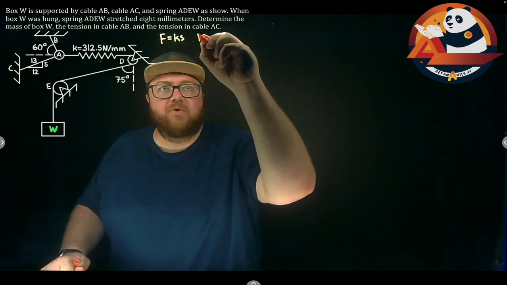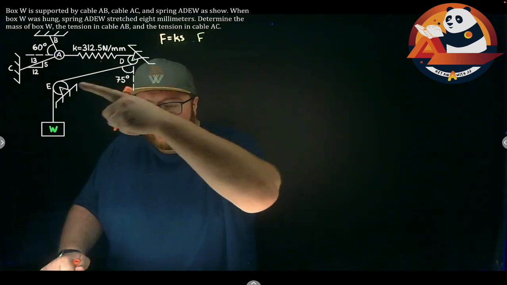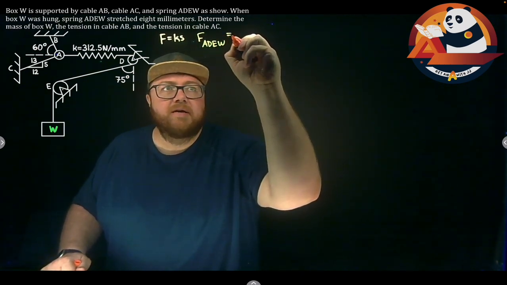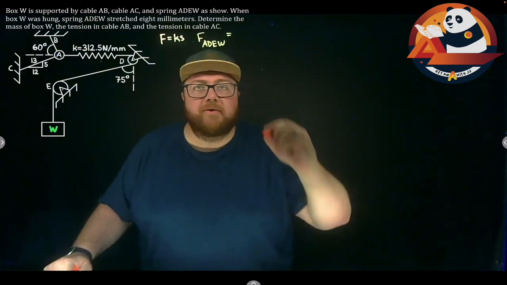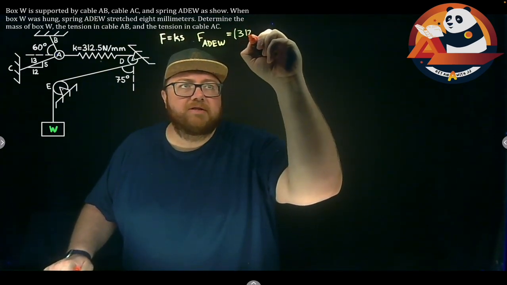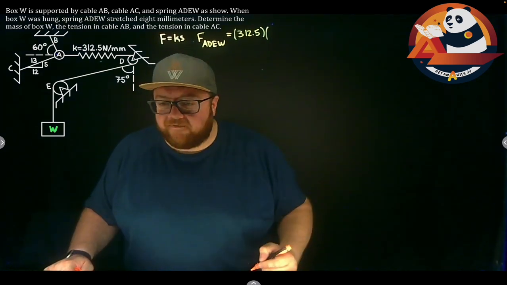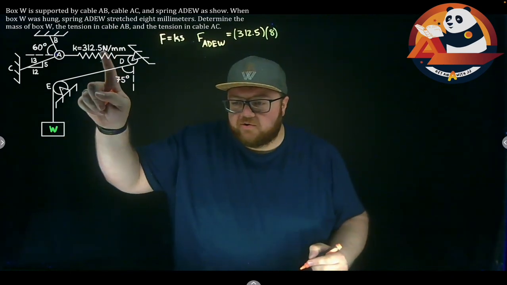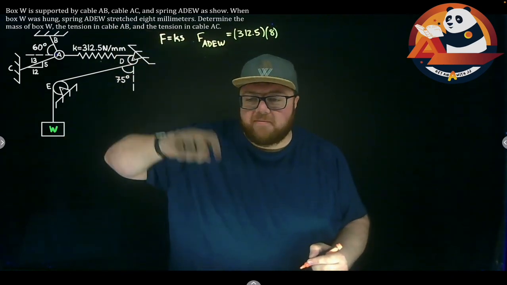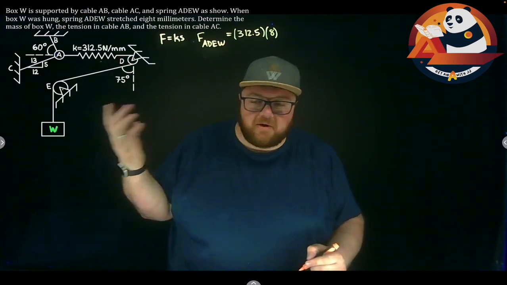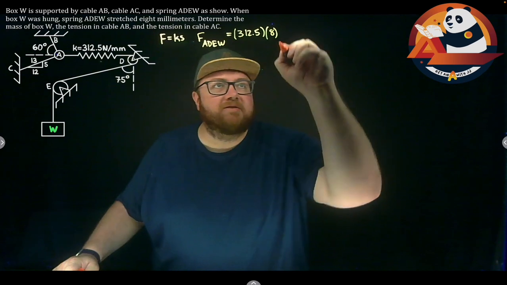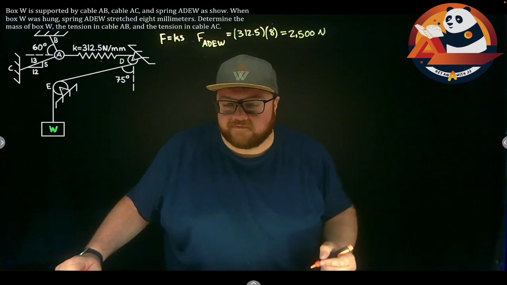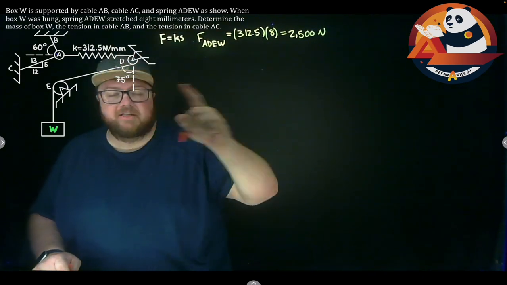This is getting us that our force in spring ADEW, FADEW, is going to get us KS, 312.5 times how far it stretched, 8 millimeters, times 8. Checking our units, we are in newtons per millimeter, and our stretch was 8 millimeters. The millimeters will cancel, and we'll be left with newtons. This force comes out to be 2,500 newtons.